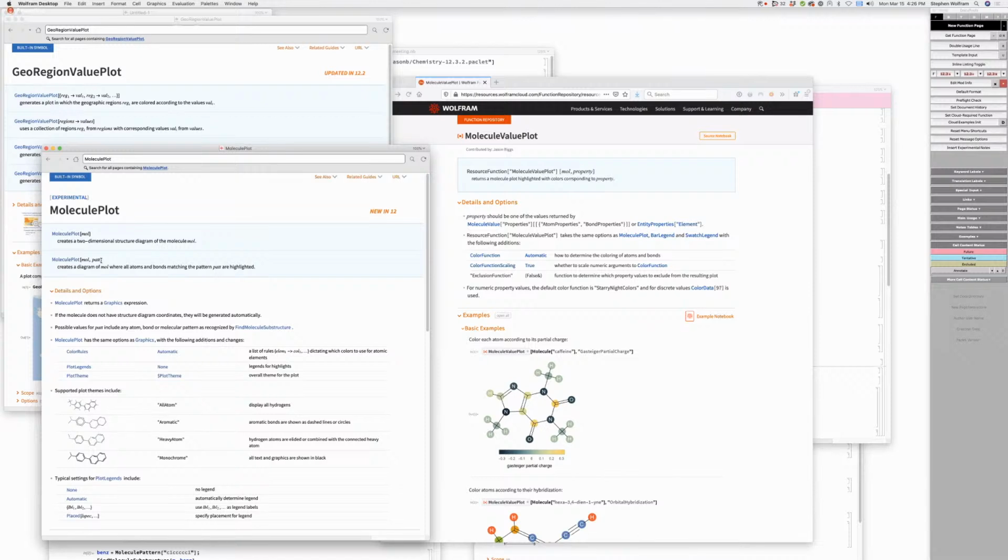So right now, MoleculeValuePlot knows that the second thing can be a property, and so knows to go and look for properties. MoleculePlot wants the second argument to either be a pattern, and it's going to look, are you a SMARTS pattern? I understand. Did you understand my question? My question was, if I put as that second argument, MoleculeValuePlot of the molecule, comma, one of these things, right?